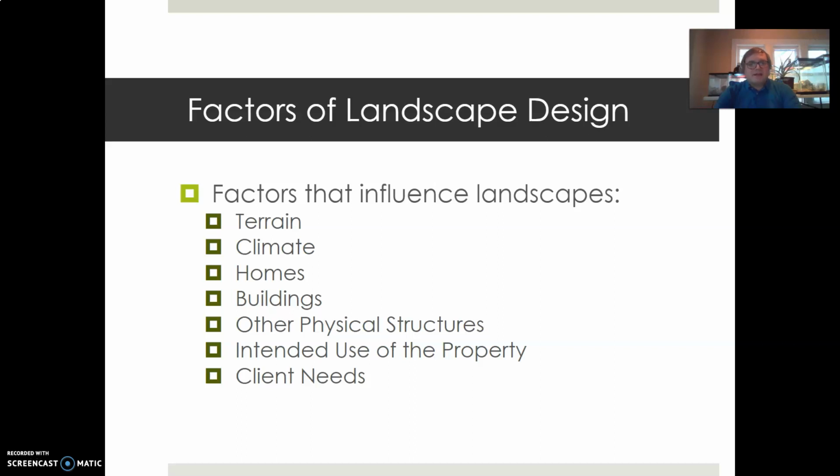Factors in landscape design. So some factors that can influence landscapes. These are the things that you, again, want to factor in before you make your plans. Terrain, is the ground that you're working with level or is it sloped in some way? What's the sediment like underneath it? The climate. So again, planting things that are appropriate as far as the zones that you are going to be utilizing. Homes, buildings, and other physical structures. What's going to be potentially blocking off certain pathways?